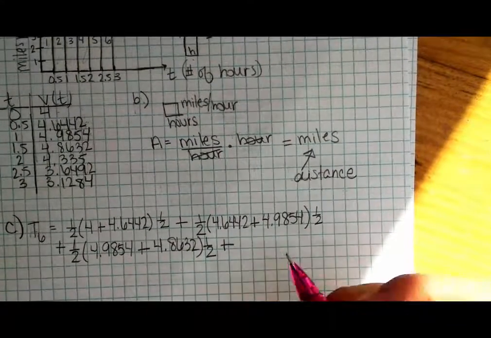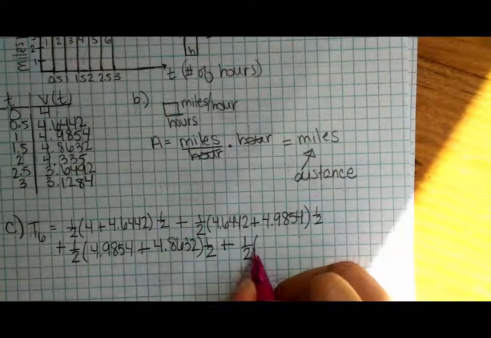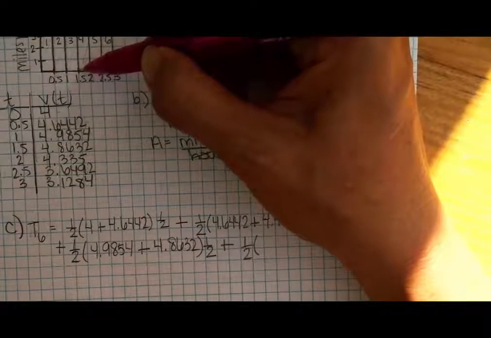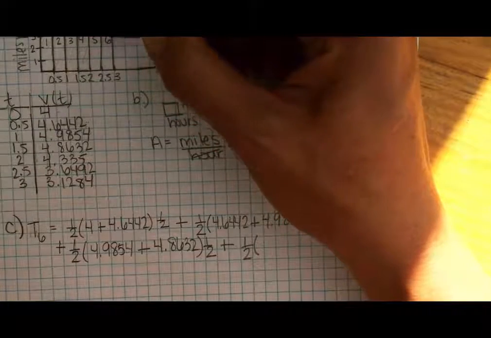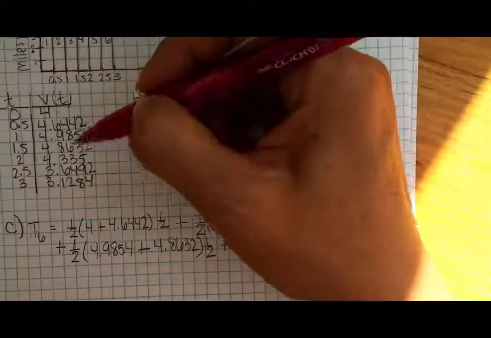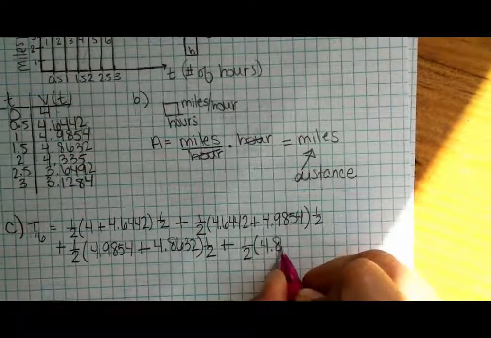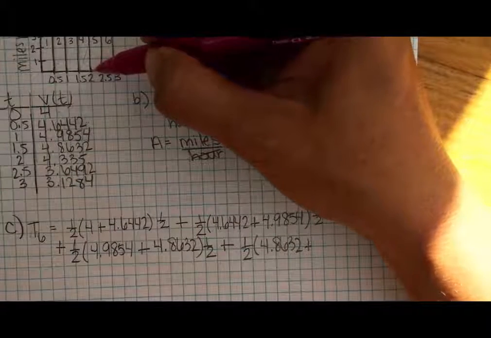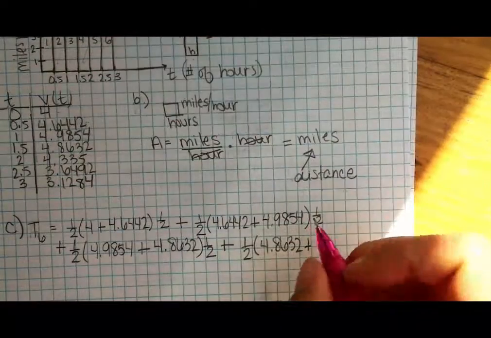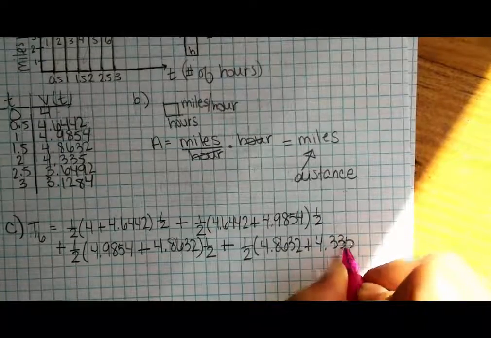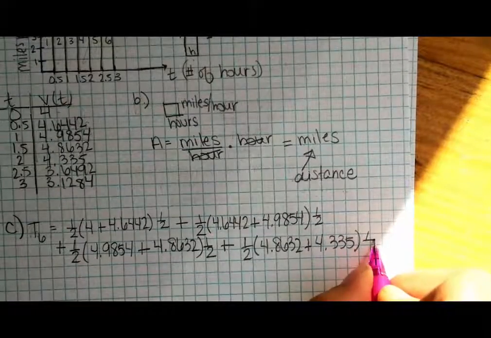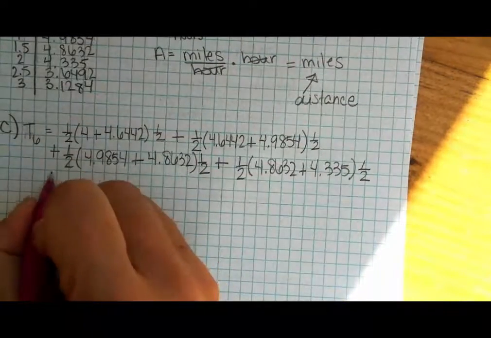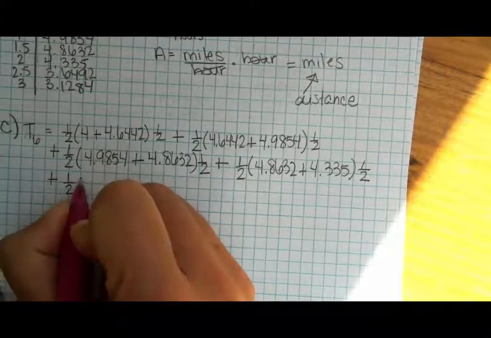Hopefully you're getting this. So it's going to be 1/2 times the sum of my 2 bases. So now I'm on my fourth trapezoid. So I'm going to use the first output, which is at 1.5. So that's that 4.8632. Plus now the output at 2, which was 4.335. And I'm going to multiply that by my height, which is 1/2. Okay, I've got 2 more trapezoids I need to write down. So I'm going to have 1/2.